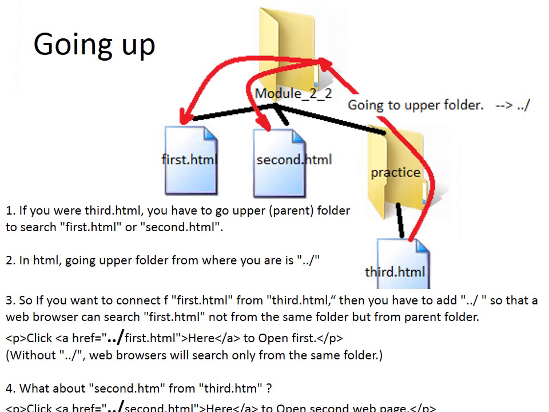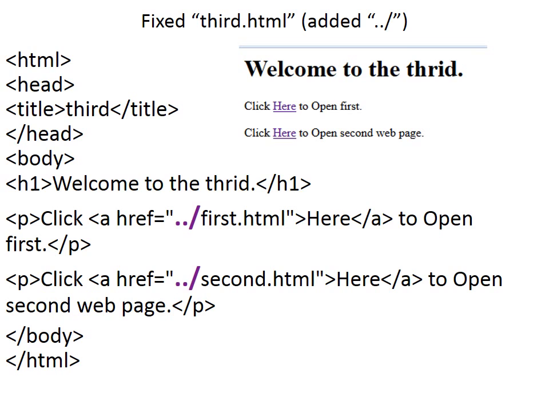Just suppose you are third.html. You have to go to the upper or parent folder to find first.html or second.html. In this case, you need to add ../ in front of the file names inside the third.html codes. These codes show that third.html has two hyperlinks to the upper or parent folder.